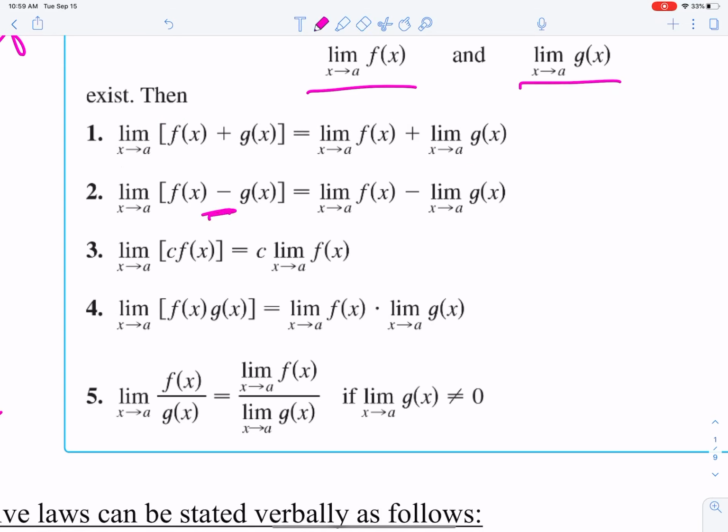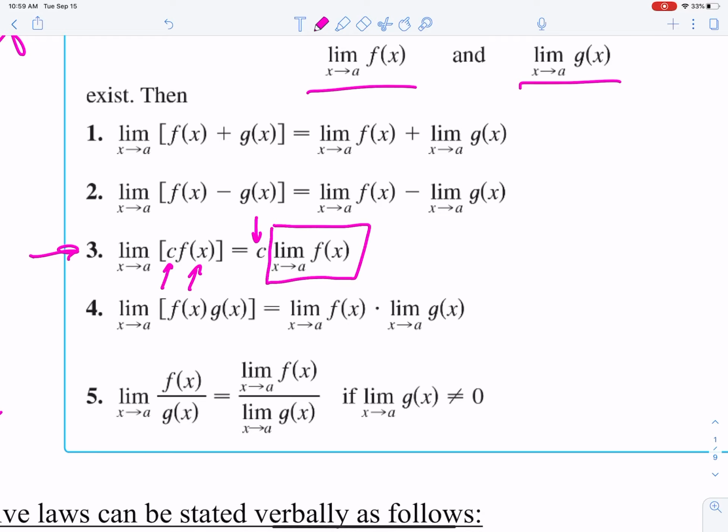Of course, this one's the same thing as number one, except subtraction this time. Just be careful, in subtraction, order matters. Number three, the limit as x approaches a of a constant times a function is the same thing as taking the limit of the function, then multiplying by that same constant separately.